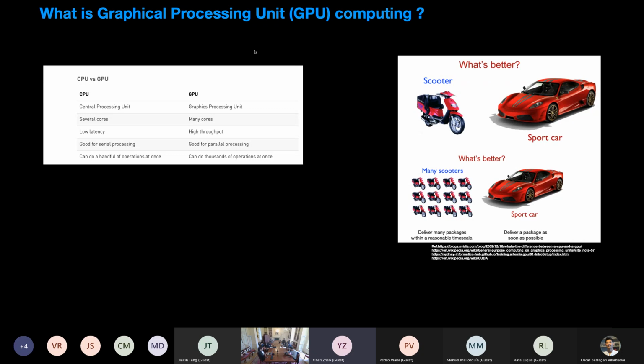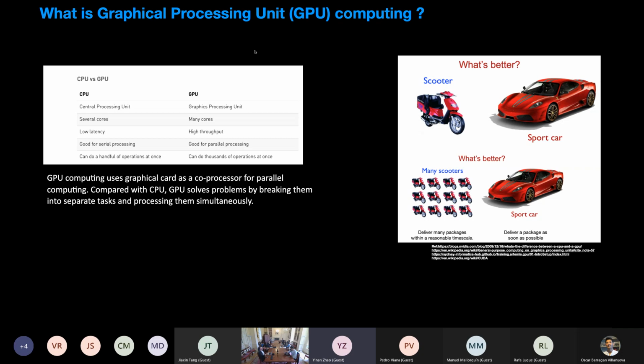Although each thread's performance is lower than the CPU's, the main advantage is that it has a lot of computational threads. So compared with the CPU, the GPU can solve problems by breaking them into different tasks and processing them simultaneously. The GPU has a great advantage in solving problems involving matrices or vectors, such as convolutions, data interpolation, and data filtering.